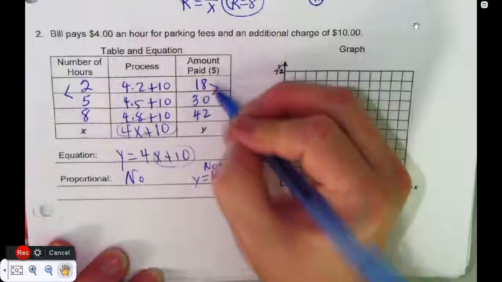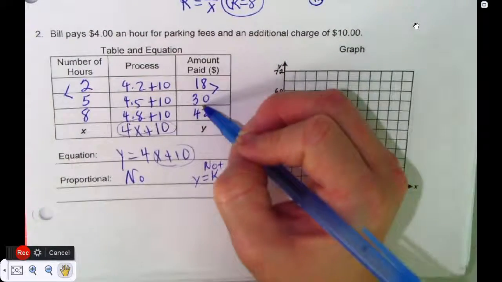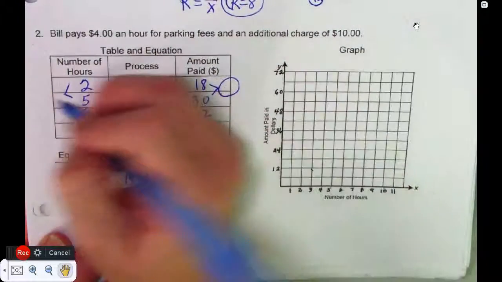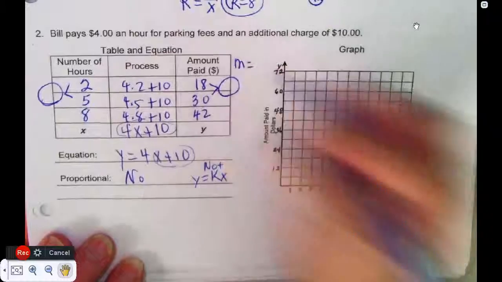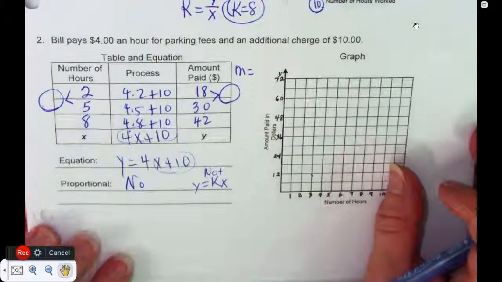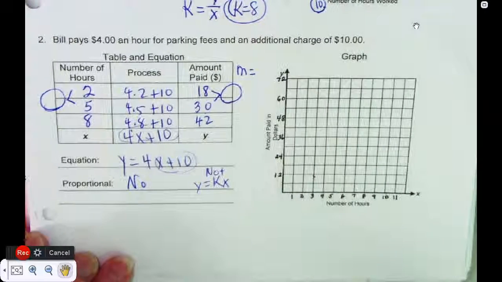Now let's do the rate of change. Now yours may be different than mine. You go do yours, I'm going to do mine.